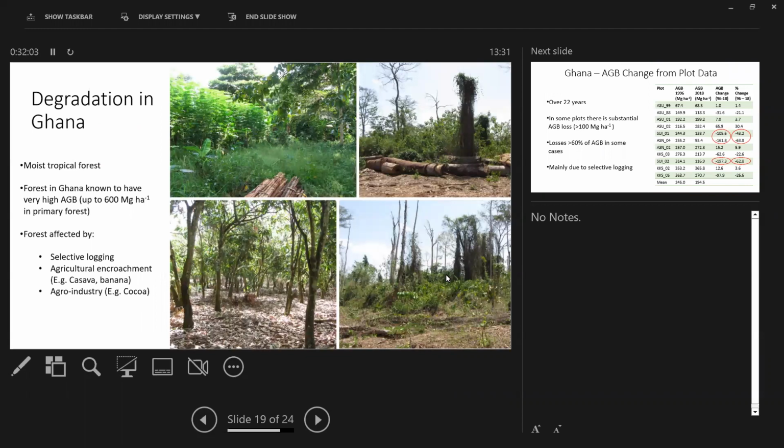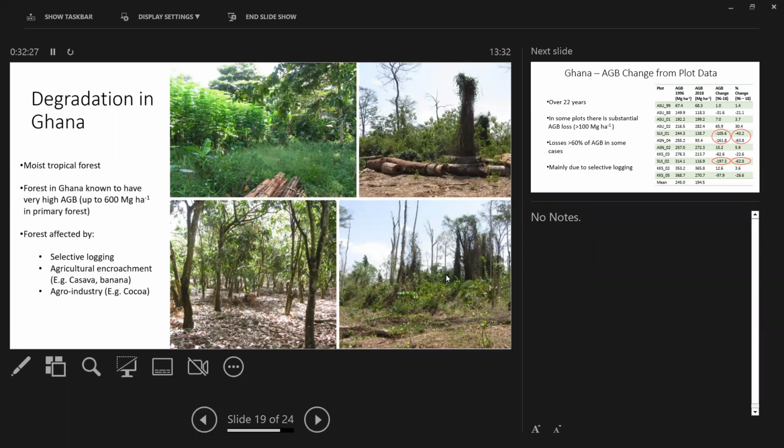But these are much more moist tropical forests, and they're known for having a lot higher biomass. This part of West Africa, the forest can have very high biomass. And it's really heavily affected by selective logging. So in these photos on the right, you can see some of the cut stems on the ground, and very high invasion by vines into the forest that comes afterwards, and here as well.